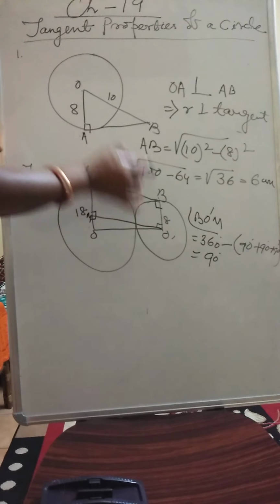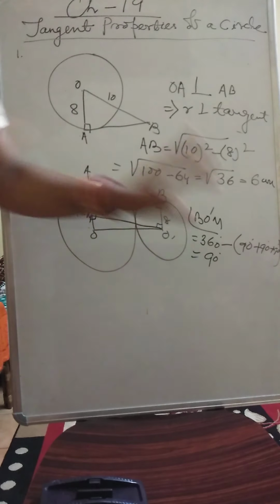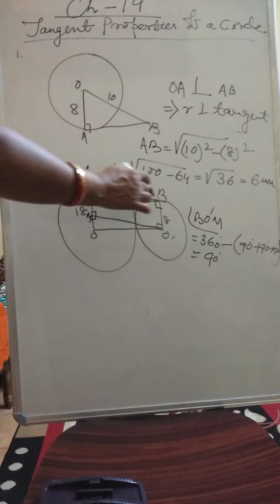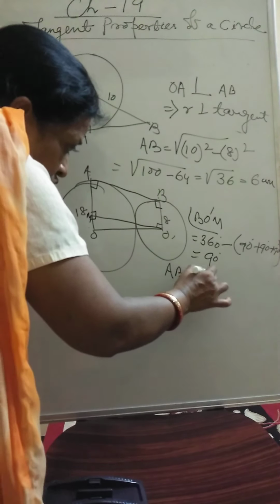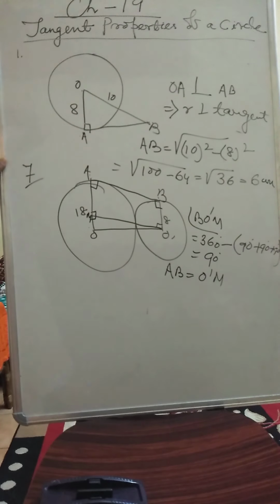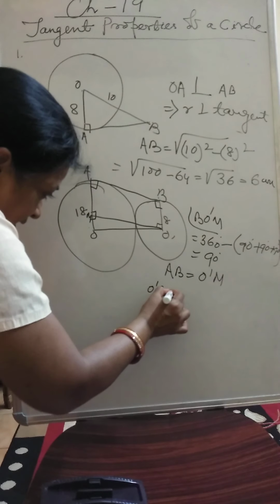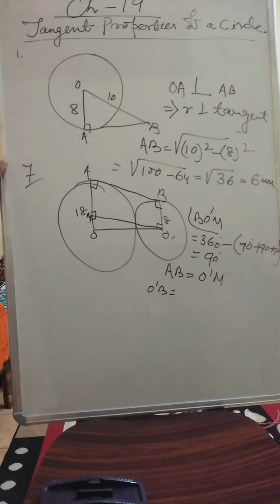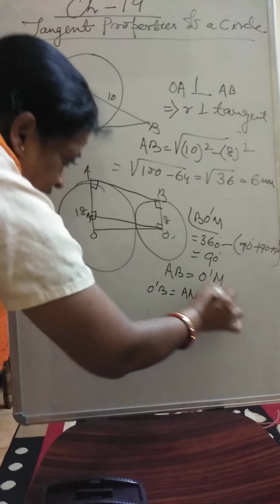Hence, this will be O dash BA is equal to 360 minus, because the sum of the angles of the rectangle is 360. Hence, I am writing 360 minus 90 plus 90, you are getting 90 degree. Hence, it is a rectangle. Therefore, I can write AB is equal to O dash M. Now, children, you see that this is 8, O dash is a rectangle. Opposite sides of the rectangle are equal. Hence, I'll write AM is equal to 8.